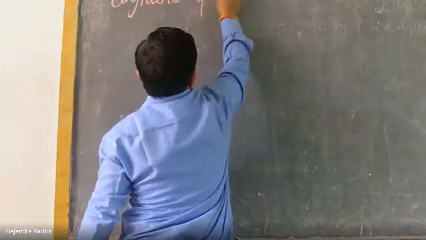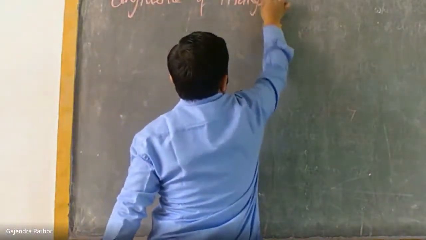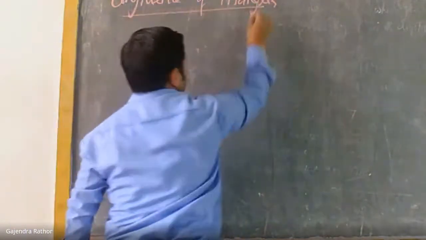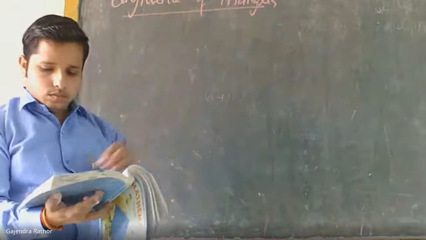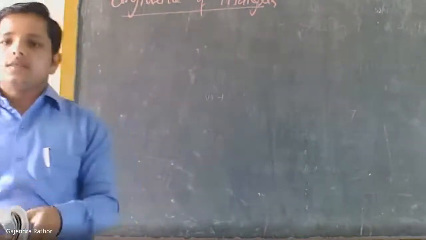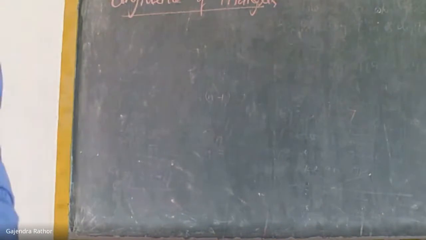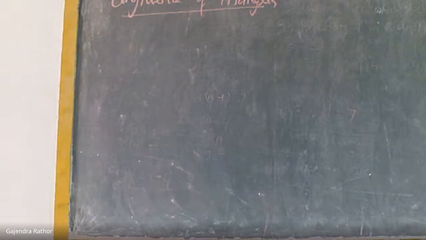Congruence of triangles. First, can anybody reply, what is the congruent property? What do you mean by congruent? Of any figure, not only triangles. Then after that we come to the congruence of triangles.